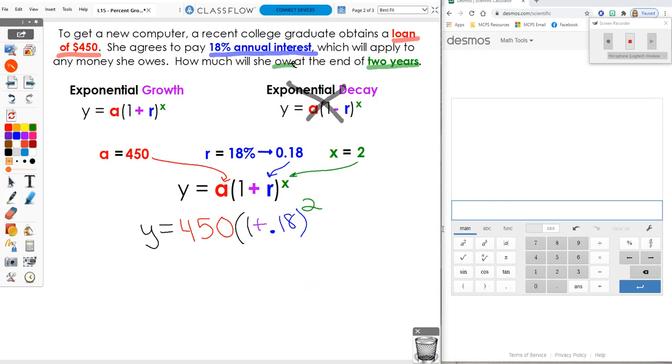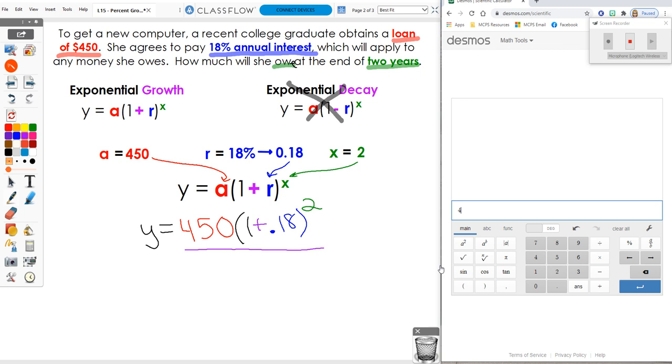Now we are going to use a calculator to help us out. And this calculator right here is through Desmos. It's desmos.com/scientific. That's a good calculator to use. And what I can do is I can just write in this entire expression over here.